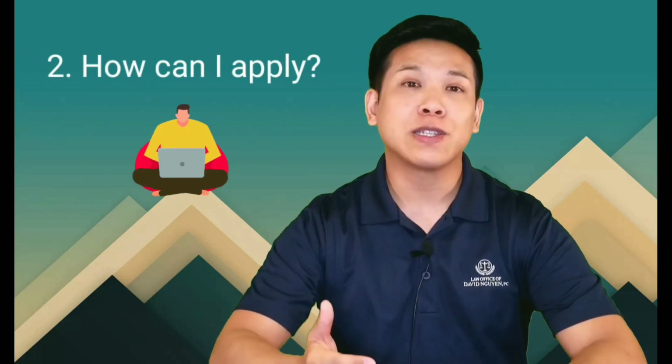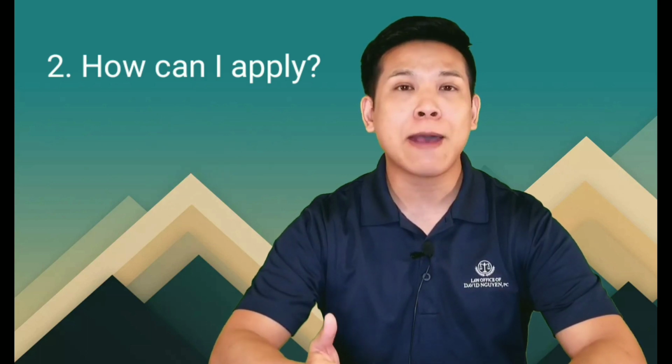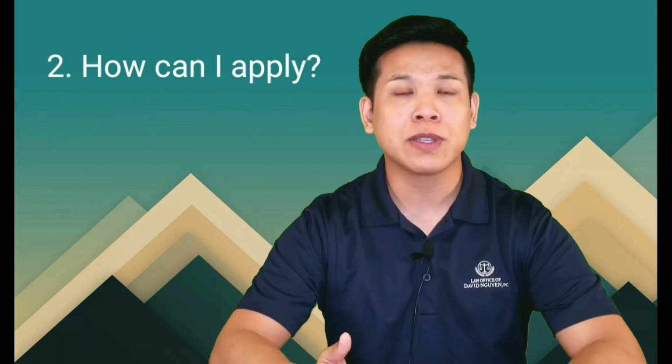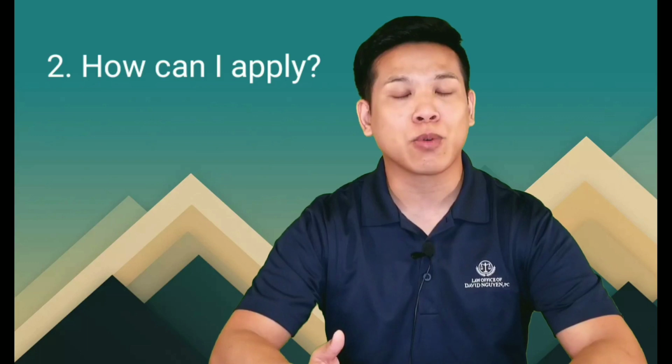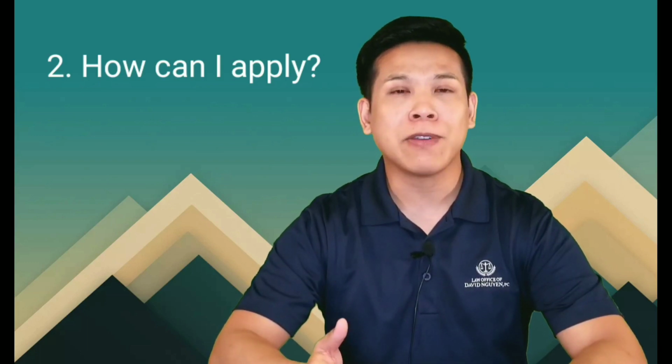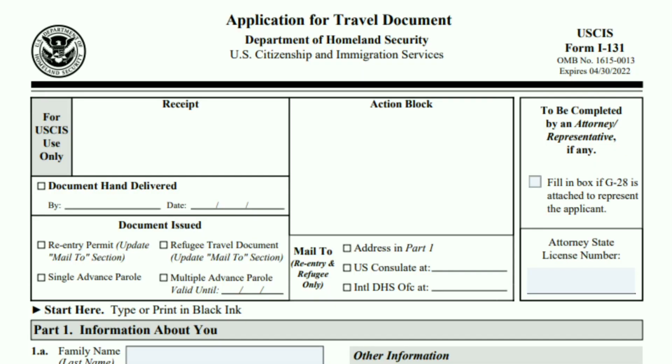So the next question is, how do I apply for advance parole? If you want to apply for advance parole, you can submit an application to immigration and attach 2 identical passport photos, and you also want to attach proof that you qualify for advance parole and also any applicable fees. The application can be found on the government's website at www.uscis.gov. You're going to search for Form I-131, which is Application for Travel Document.